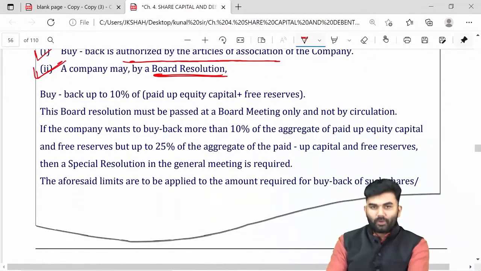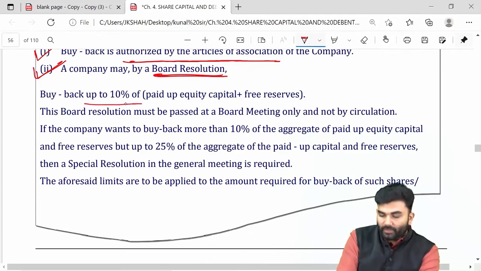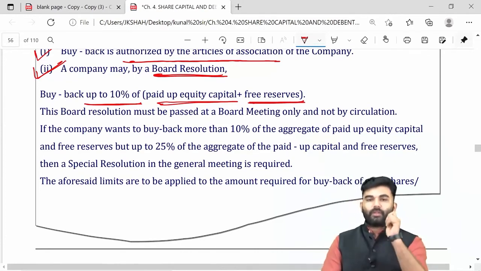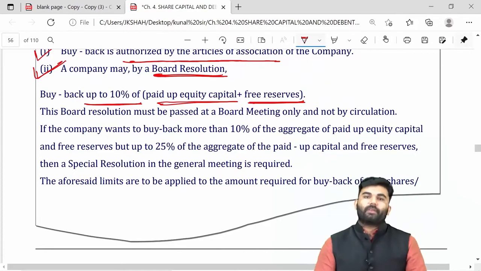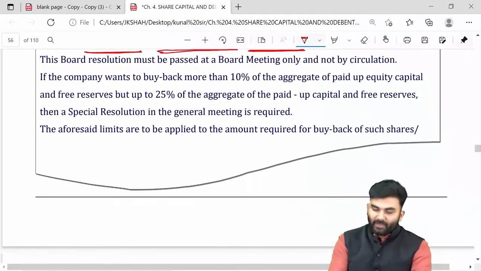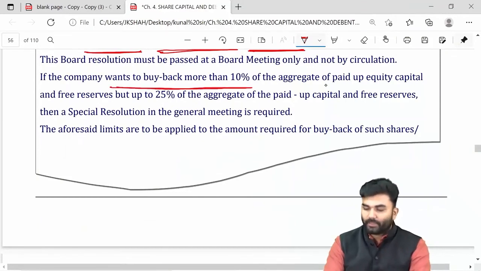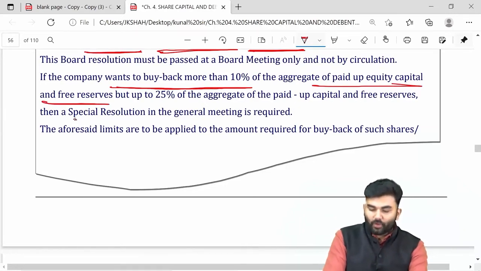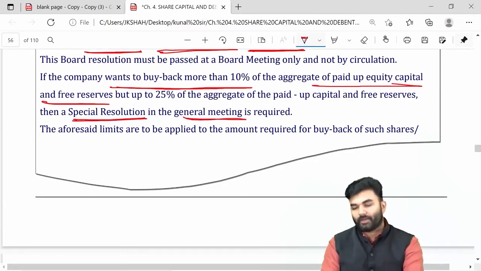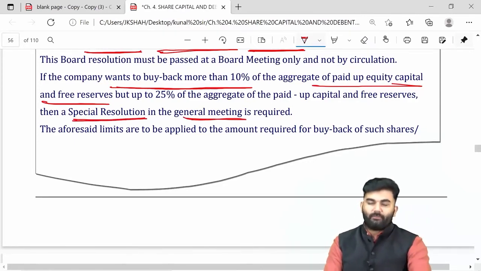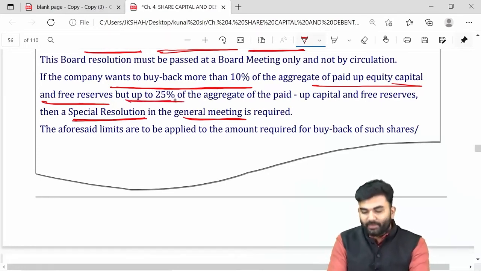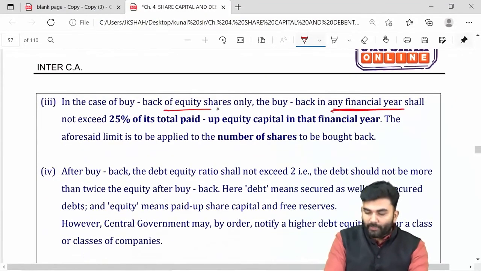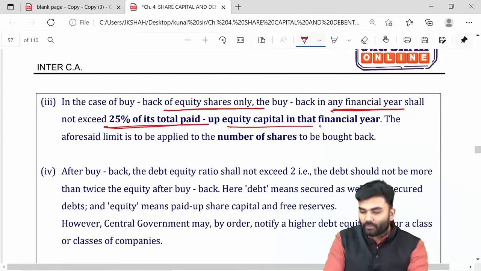If the company has passed a board resolution, then the company will be allowed to buy back up to 10% of paid up equity capital plus free reserves. However, if the company wants to buy back more than 10% of the paid up equity capital and free reserves, then the company will have to pass something called a special resolution by calling a general meeting. Sir, if we pass a special resolution, can we buy back more than 10%? Yes, but the maximum limit will be 25%. In one financial year, the company cannot buy back more than 25% of its total equity capital.